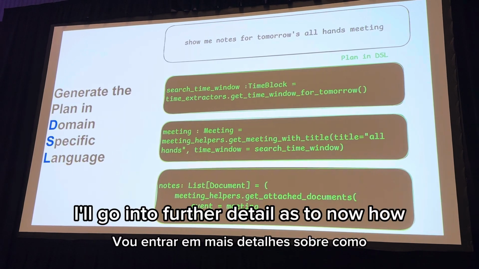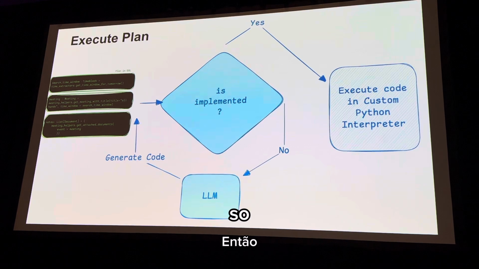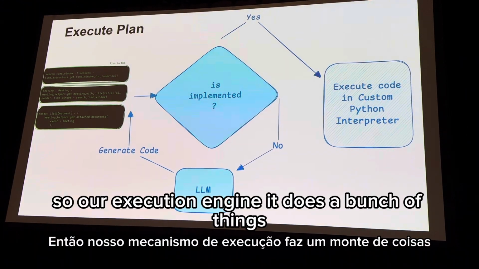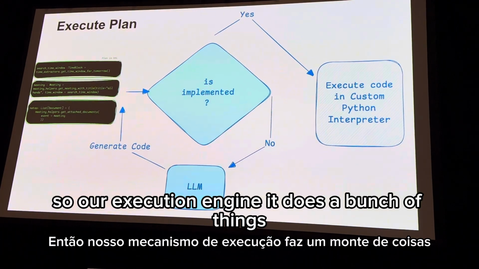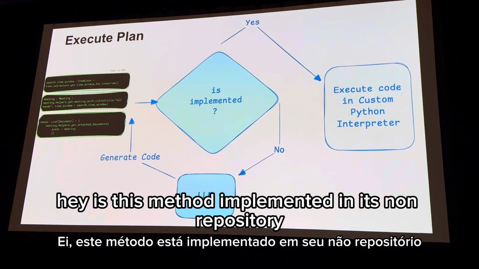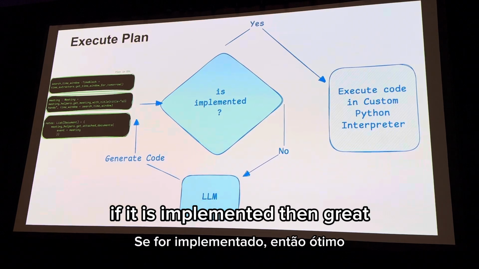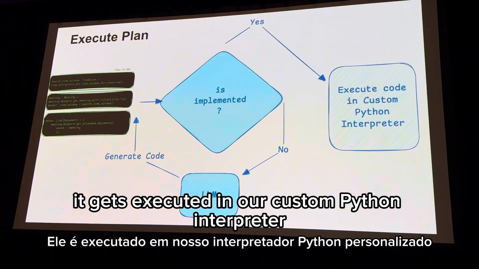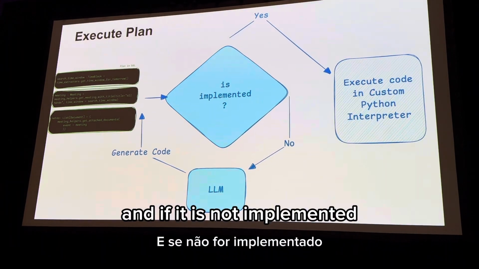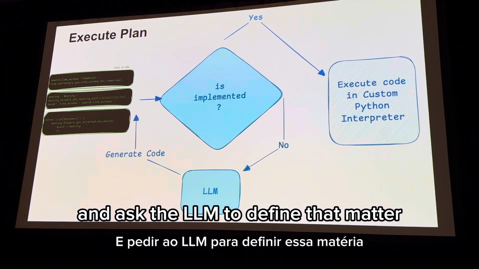I'll go into further detail on how this whole thing executes. Once you have a plan like this, we send it to our execution engine, which does a bunch of things. It looks at each of these statements and sees whether the method is implemented in its known repository. If it is implemented, then great, it gets executed in our custom Python interpreter. I'll get to that in just a bit. If it is not implemented, we go back to the LLM and ask it to define that method.